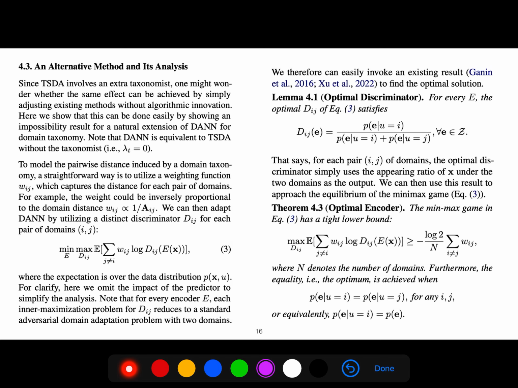To model the pairwise distance introduced by domain taxonomy, a straightforward way is to utilize a weighting function which captures the distance for each pair of domains. For example, the weight could be inversely proportional to the domain distance. This way, we can then adapt dA and N by utilizing a distinct discriminator.